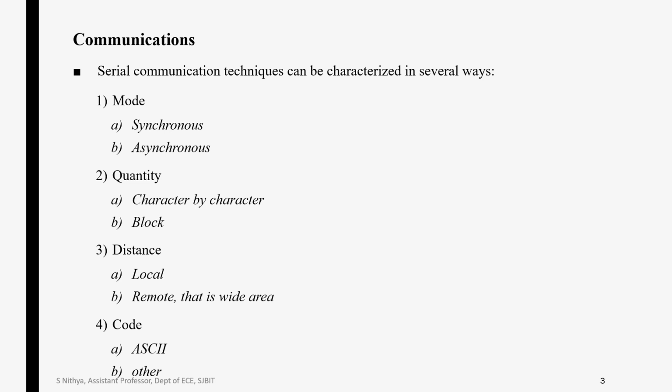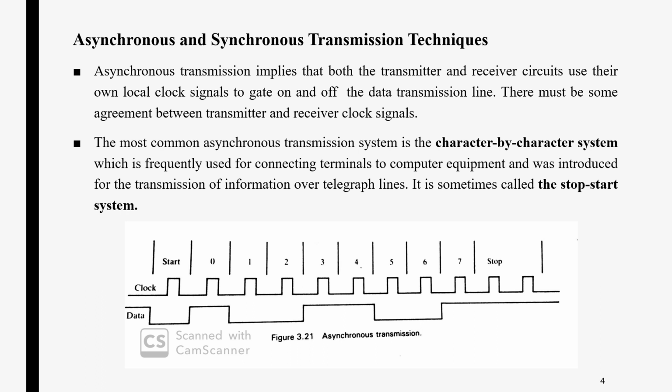When I come to serial communication, there are a number of serial communication techniques that can be characterized in several ways. When I come to the mode, it may be an asynchronous or a synchronous transmission. In terms of quantity, character by character can be transferred, or a block of data can also be transferred. In terms of distance, it is local or remote, that is wide area networks. And code, ASCII code and other codes can also be transferred. So the first one is asynchronous and synchronous transmission techniques. First we are going to talk about the asynchronous techniques.